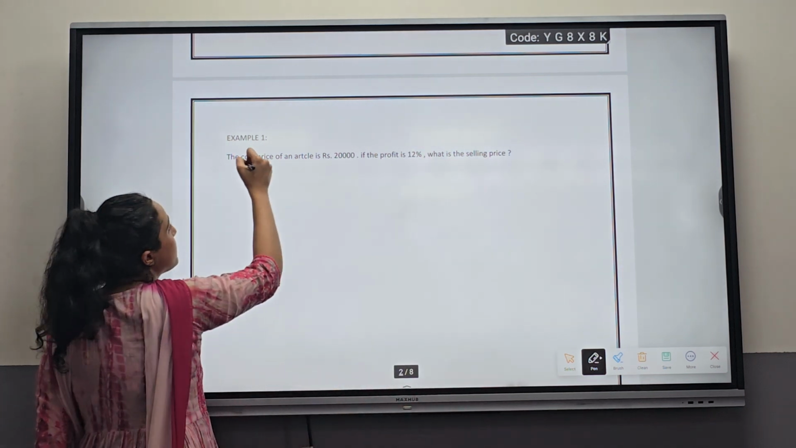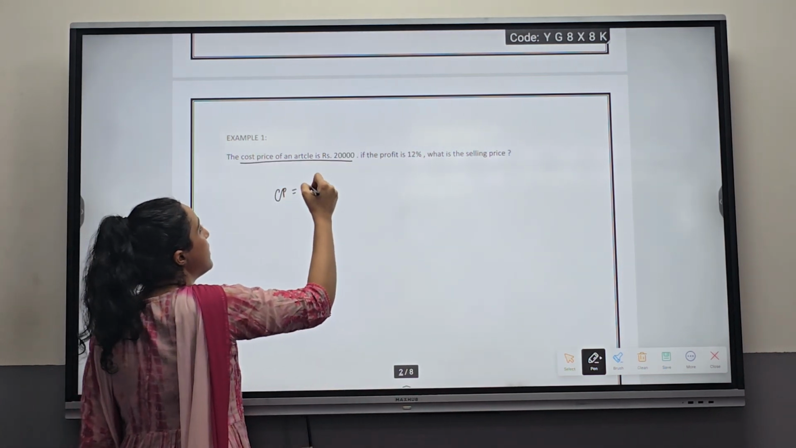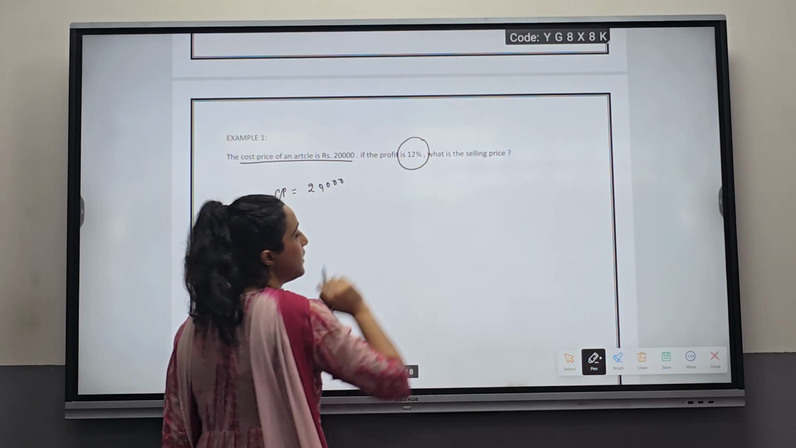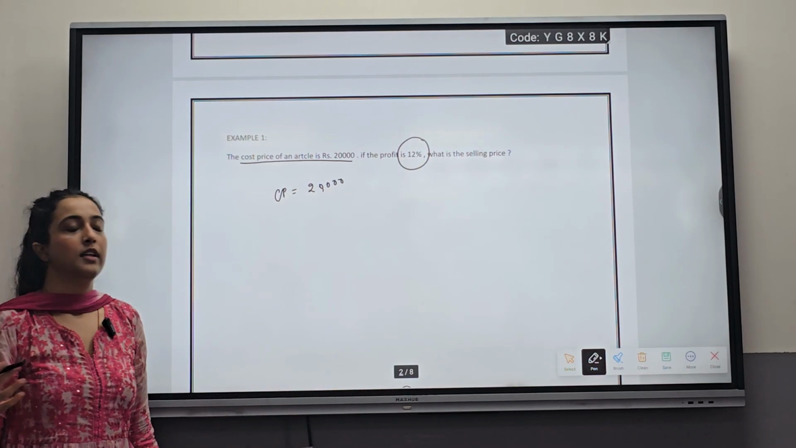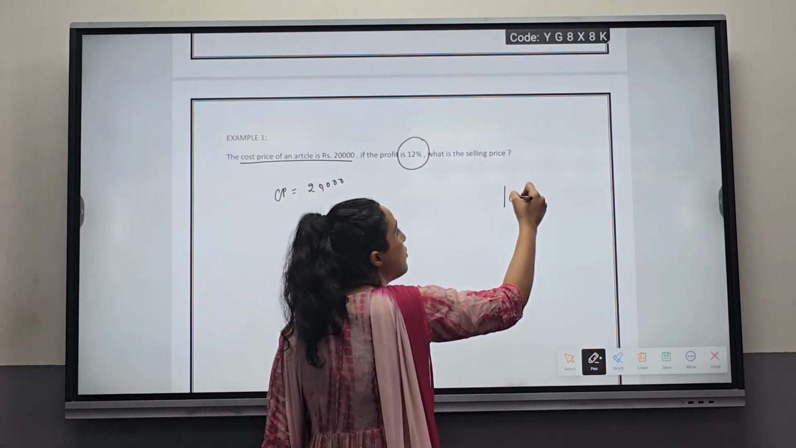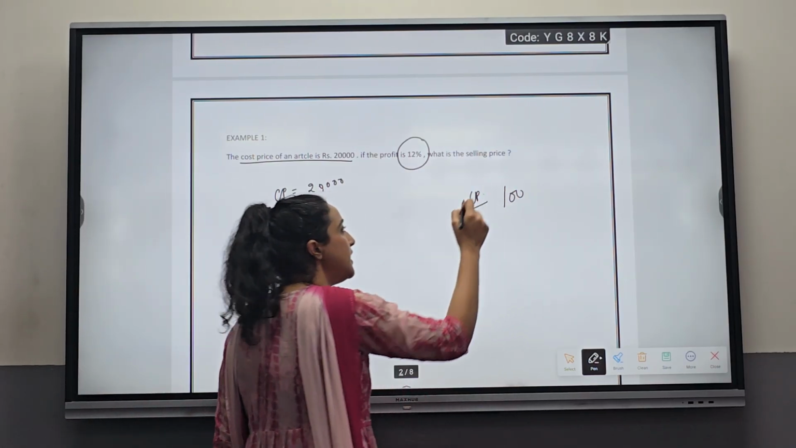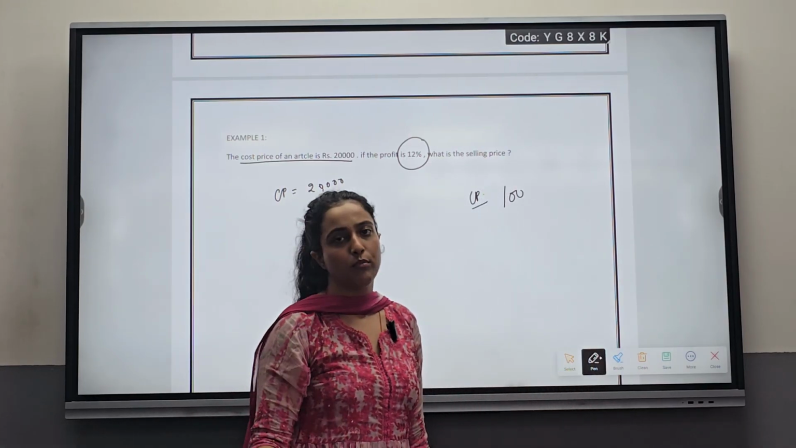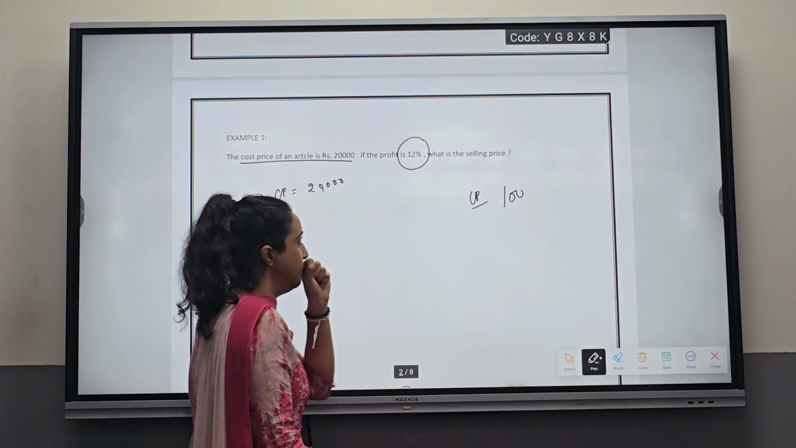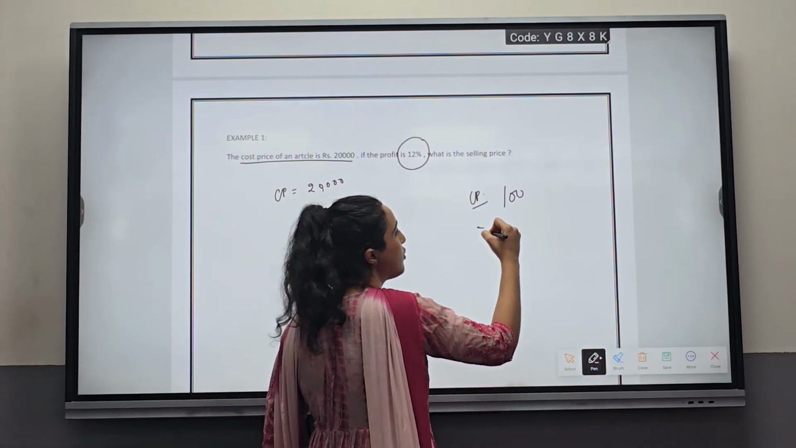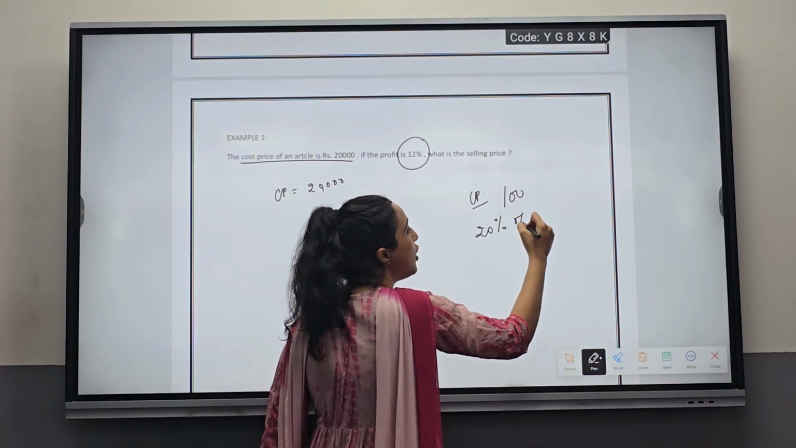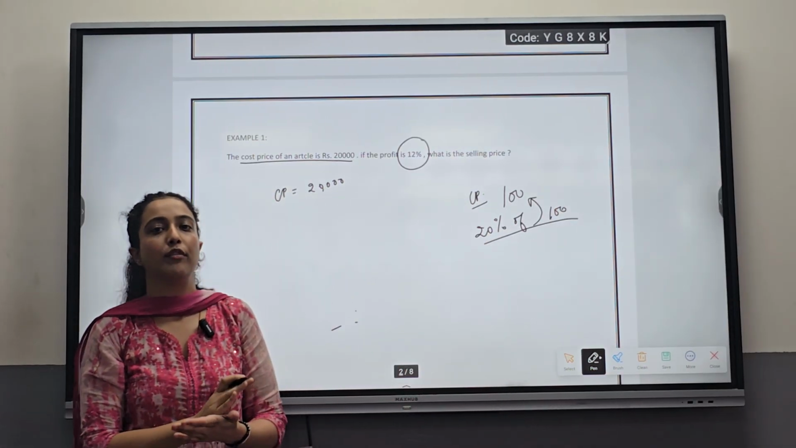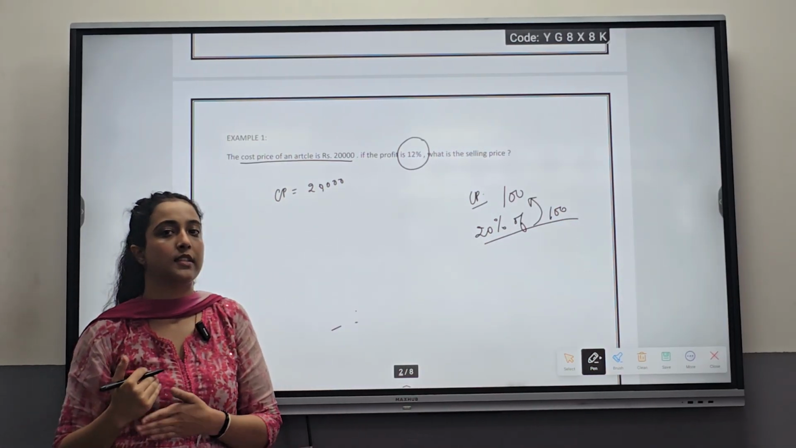So, the cost price of the article is given to you, it is 20,000. Profit is 12%. 12% of what? Let's say the cost price of a pen is 100 rupees. You are selling it to someone at 20% profit. You will say, okay, 20% profit of what? Of 100. As simple as that. 20% profit of 100 rupees for which you purchased, right?